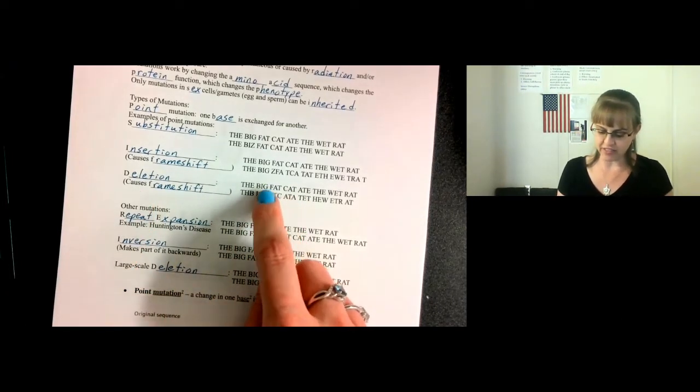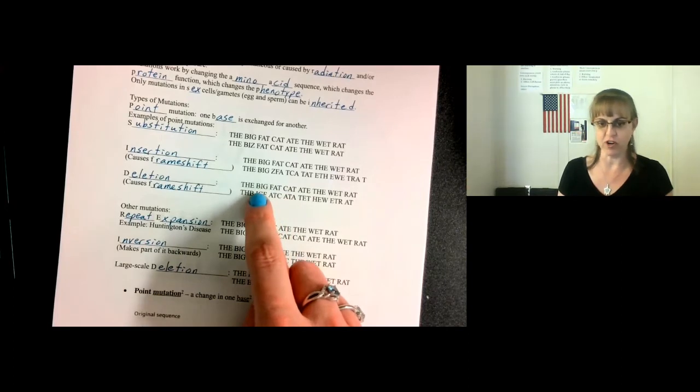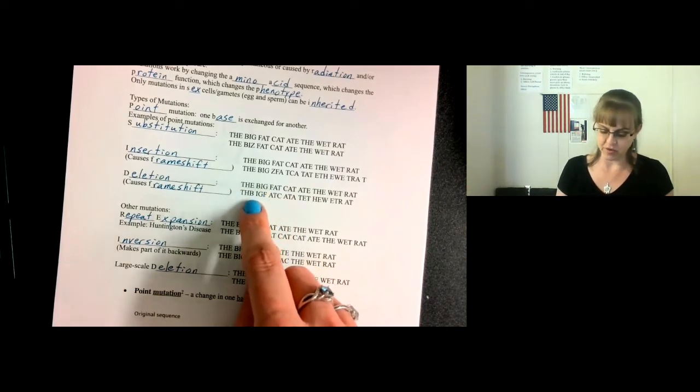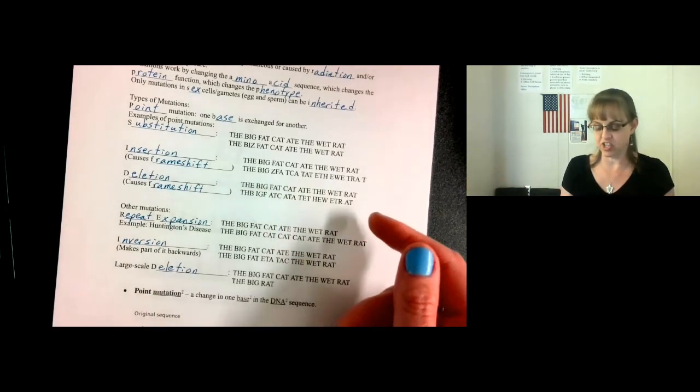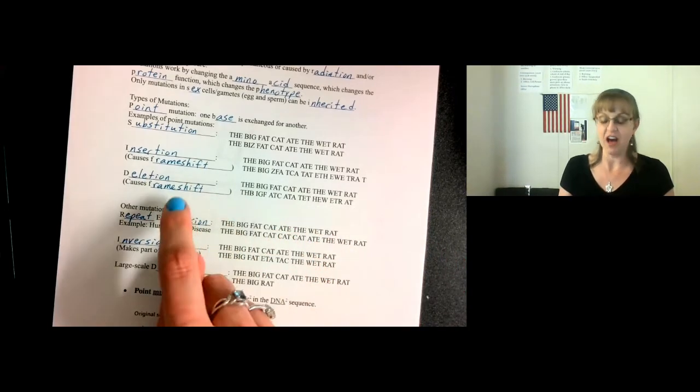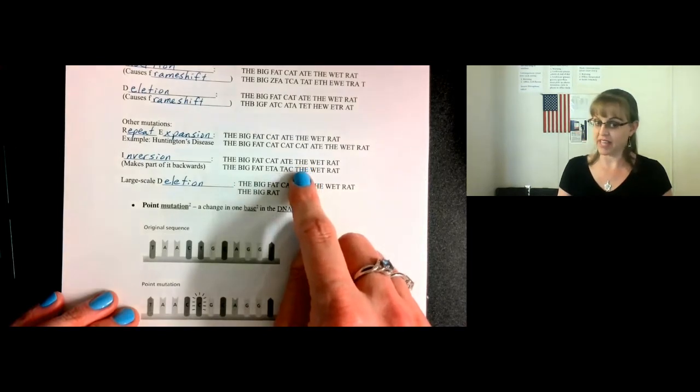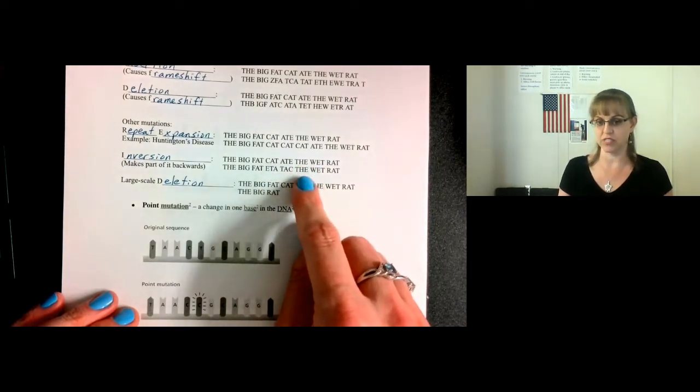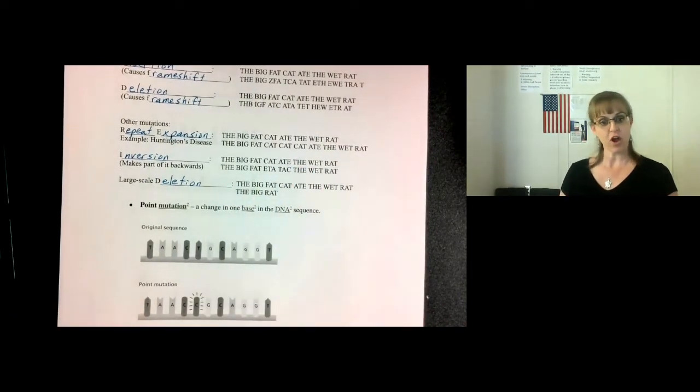Let's say we deleted the letter E from the word "the". So now the entire sentence shifts left, another frame shift mutation, and once again you get a lot of nonsense words.